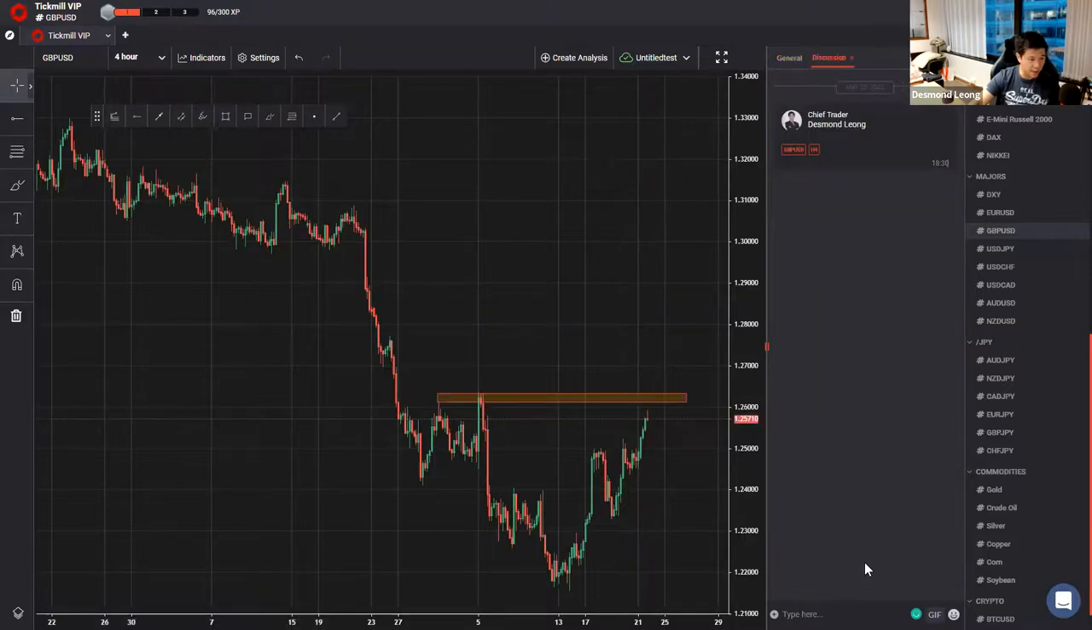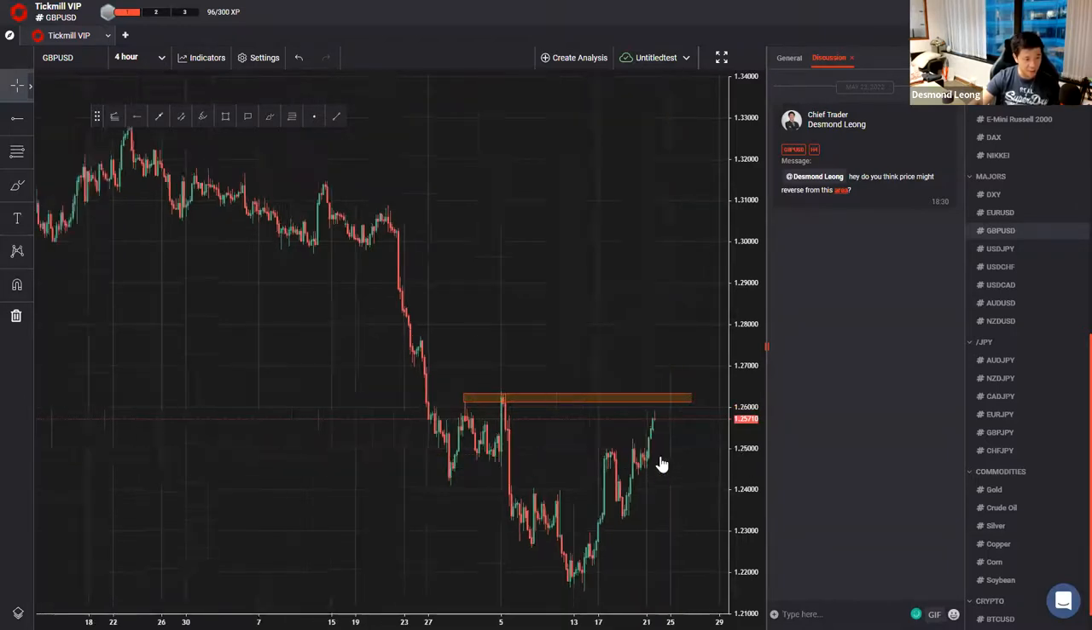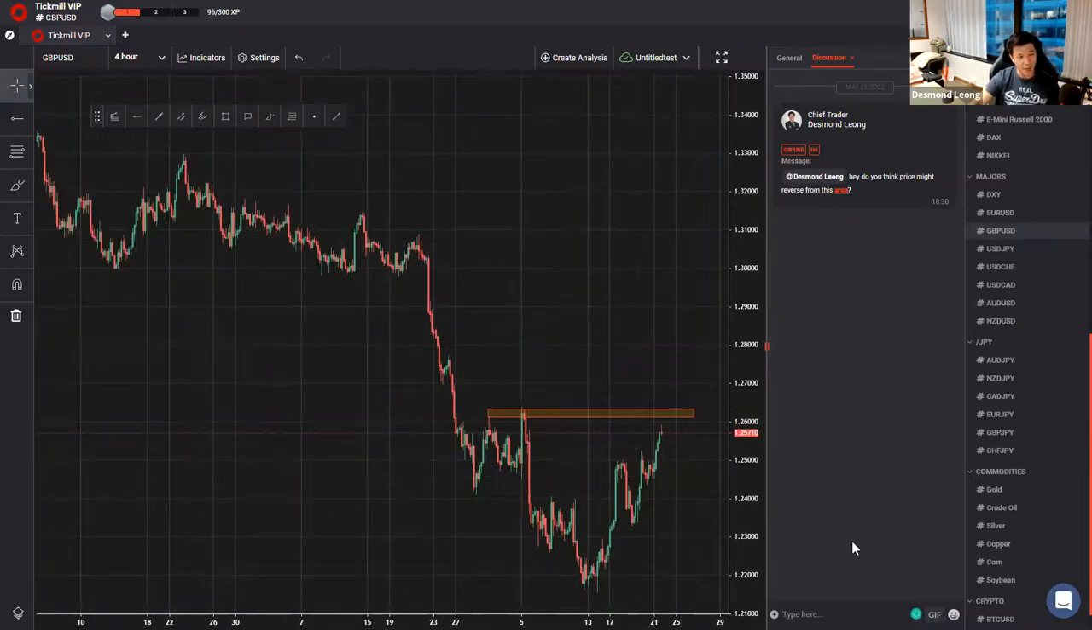I can click this part here and have a dedicated discussion, knowing which level you're referring to. I can add my own comments, react to messages, and so on. It's all built into this VIP room. We're going to roll out access to it soon.